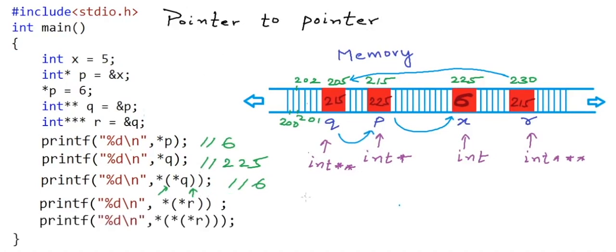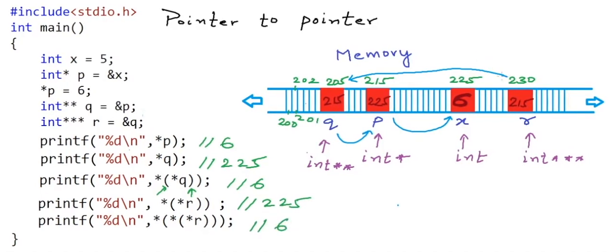Now what about these two print statements, **r and ***r? *r means the value in q, which will be 215, and then one more dereferencing will take us to the value in p, which is 225, and one more dereferencing will take us to the value in x, which will be 6. If you see, this is really interesting.